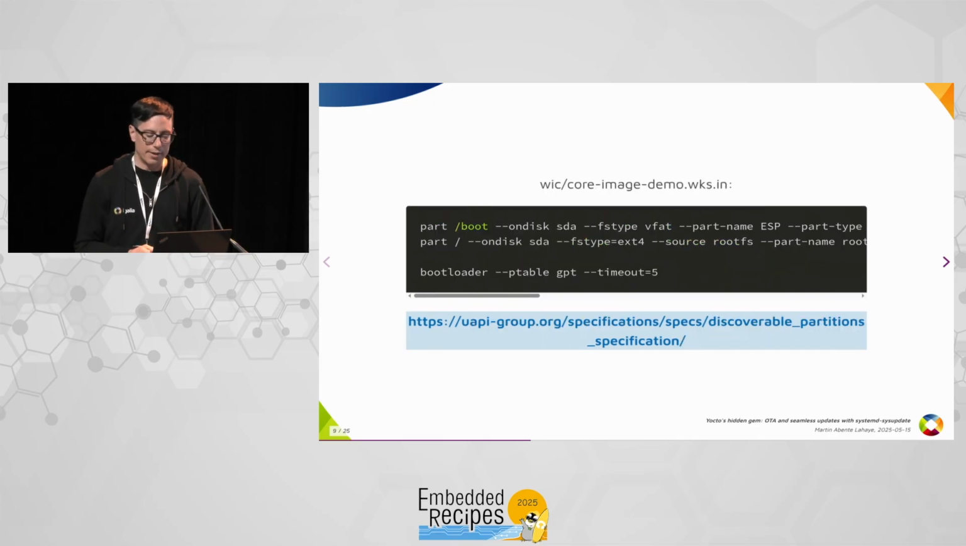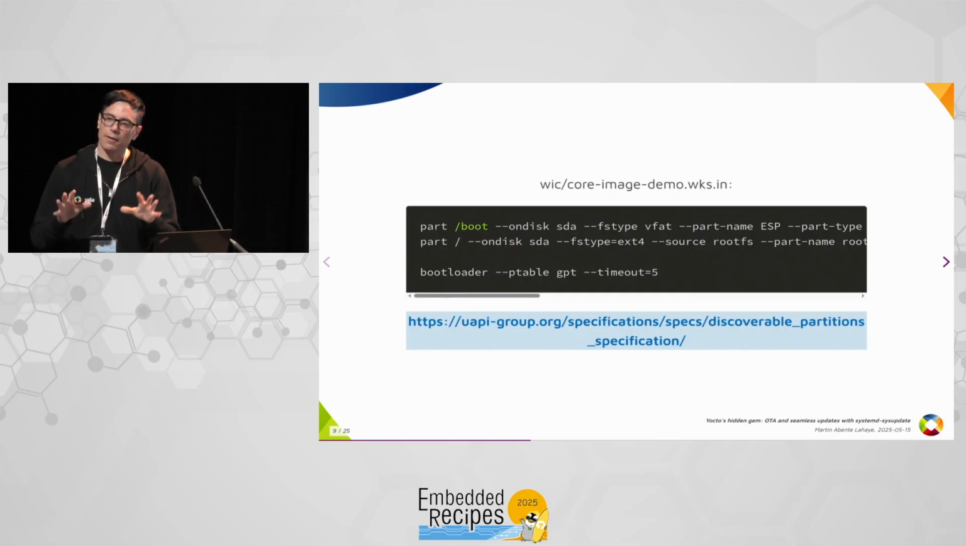Of course, I have my Kickstart file. I basically have two partitions, one for my boot partition, where the UKI file is going to go, and then I have my root.fs partition. The only thing special about this is that I already assigned the proper part types to these partitions according to the discoverable partition specification.